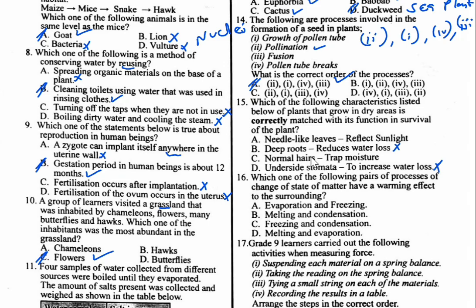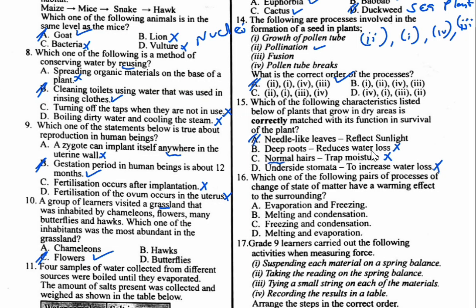What about normal hairs trap moisture? It should be tiny hairs, so not normal. When you say normal hairs, this statement is imprecise. You need to say tiny hairs to trap moisture. So they have used normal hairs. The correct option is A.